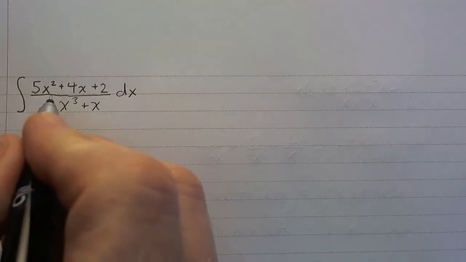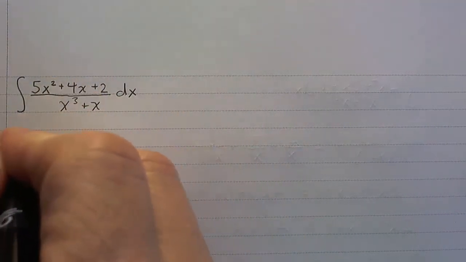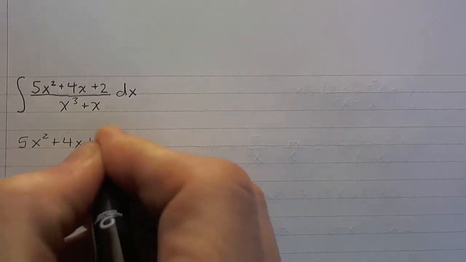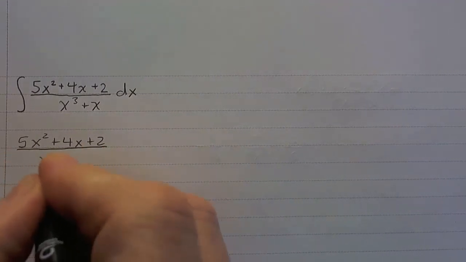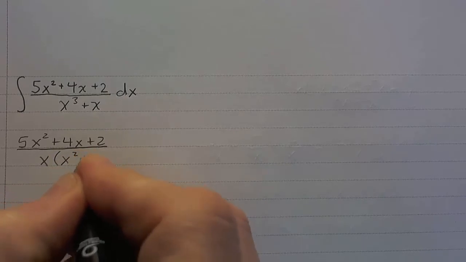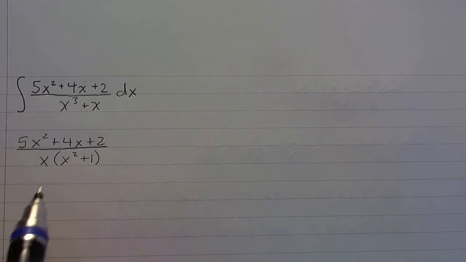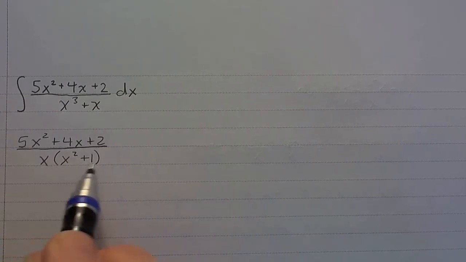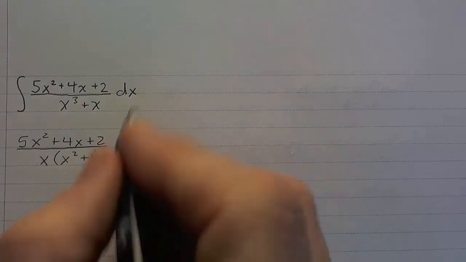So we have this integral and we want to use partial fractions. So first thing I do is I'm going to factor the denominator. Okay, so here I've got the numerator, and then I factor out an x, and I get x squared plus 1. Now this problem, this right here differs from the previous examples that we worked through in that we have something other than a linear factor. This is a quadratic factor. So we're going to deal with this one a little bit differently.